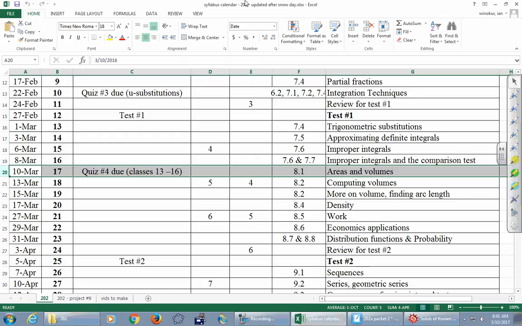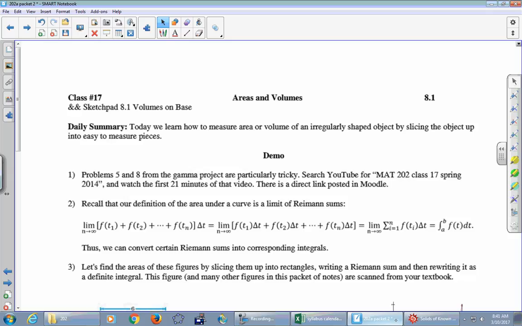Okay, then let's jump in here on page 34. Today we learn how to measure area or volume of an irregularly shaped object by slicing the object up into easy to measure pieces. So we've already done some area stuff this semester.